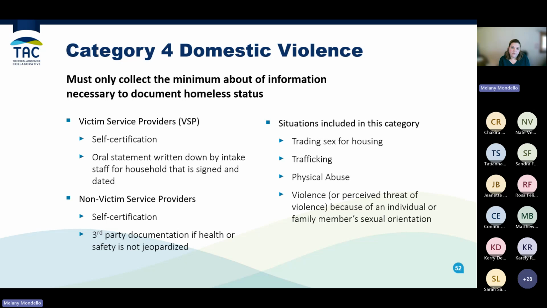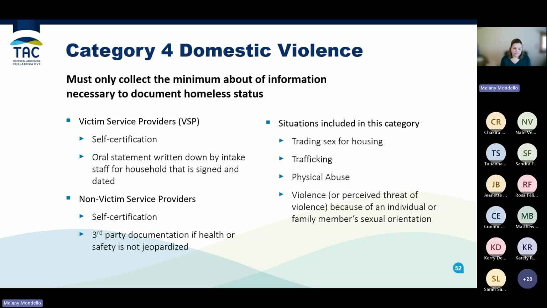For category 4, for people fleeing dangerous situations, domestic violence, you really need to consider the safety of the family that you're serving and make sure that you helping them qualify is not going to put them in danger. So if you're a victim service provider, which is known as a VSP, self-certification from the family, writing down something that they're telling you orally and that they sign and date, that's all you need.